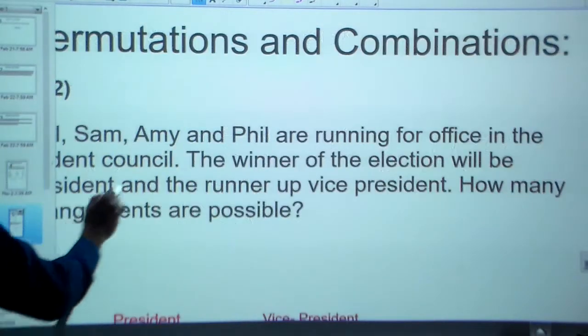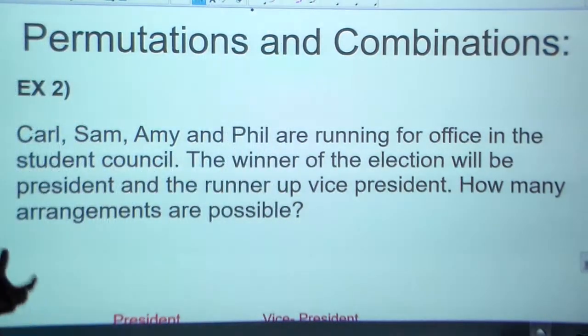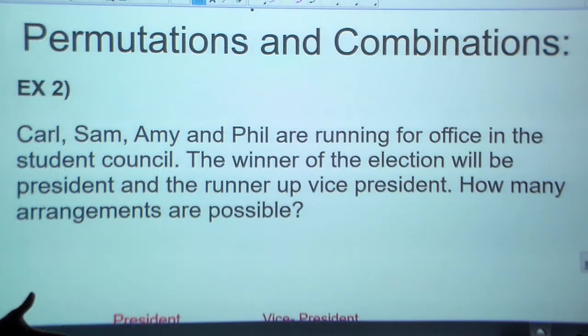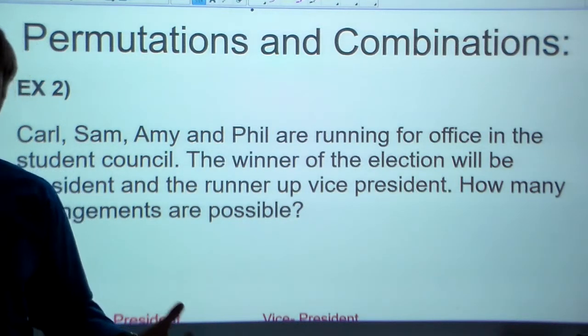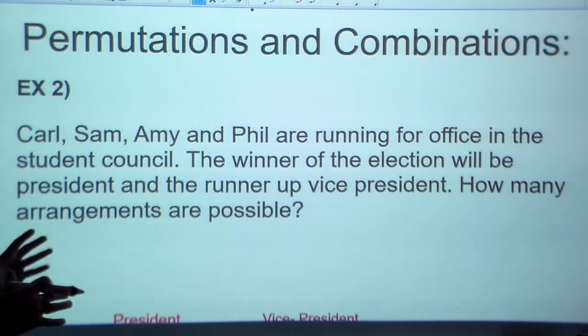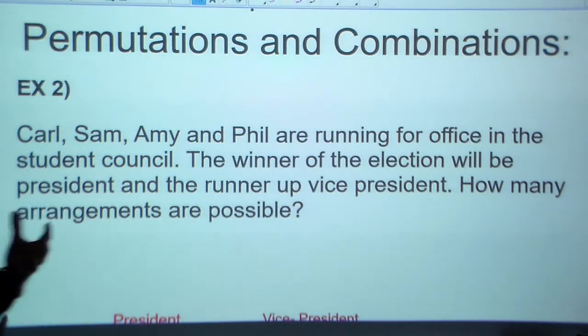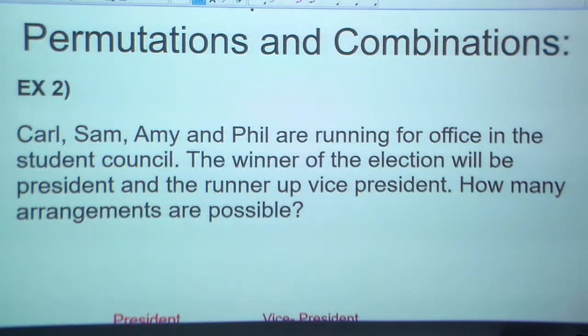So let's build up into a little more complicated stuff. Permutations, combinations. I'm sure you played around with this a little bit in Algebra 2, so we're going to expand on it. So here's the situation. We've got Carl, Sam, Amy, and Phil. They're running for office in the student council. This might seem kind of weird compared to how we do elections here, but it's just to make the problem make sense, that's all. So the winner of the election is going to be president, and the runner-up is going to be vice president. They're not running for 2 separate offices, but again, it's just to make the problem work out nice for us. So how many ways could this happen?